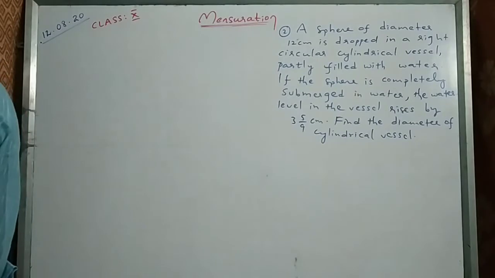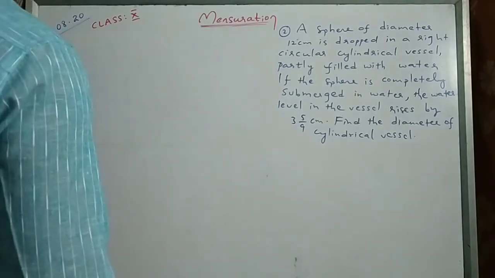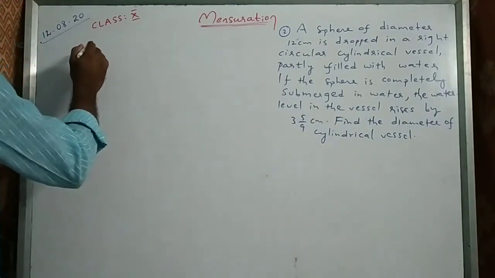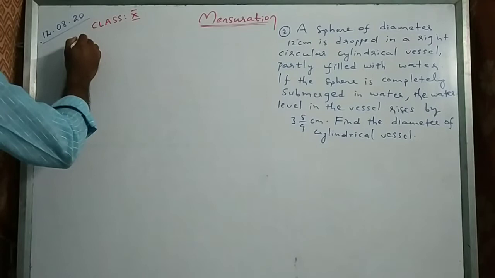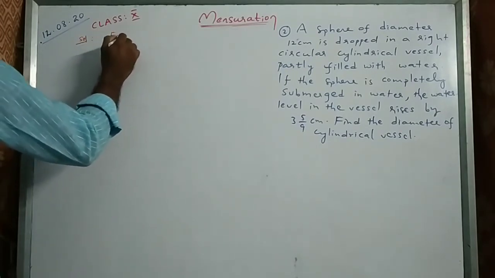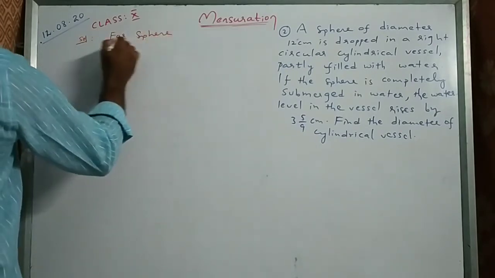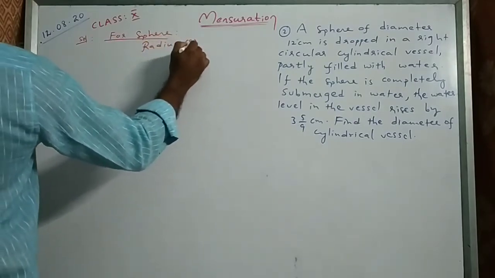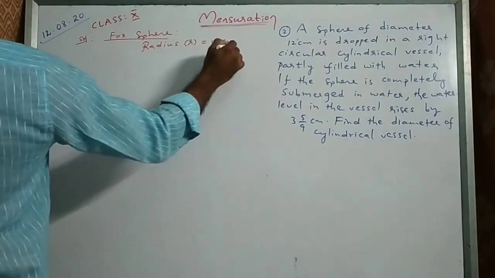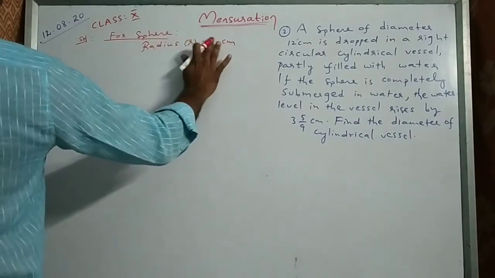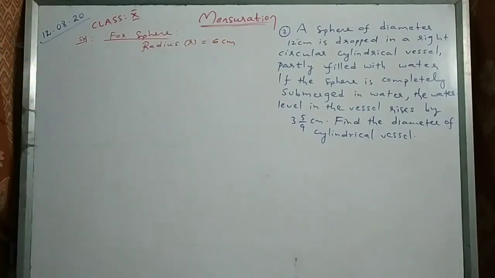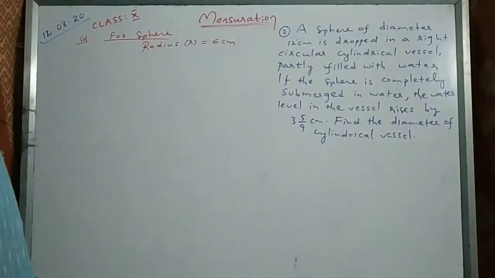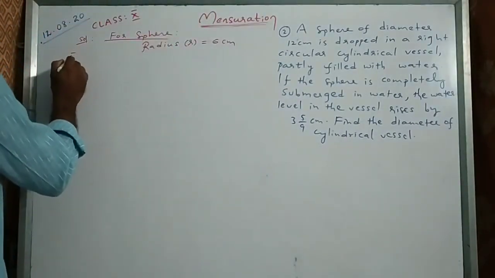Okay, look at that question. A sphere of diameter 12 cm is dropped in a right circular cylindrical vessel. For sphere, what is the radius? Sorry, diameter 12 cm, so radius will be 6 cm, right? For sphere, diameter is given, so radius will be 6 cm.